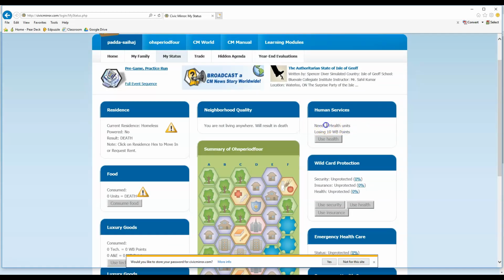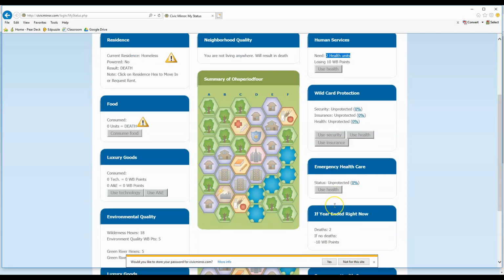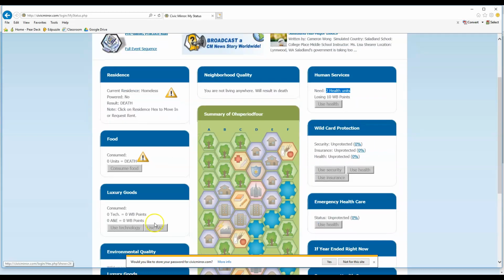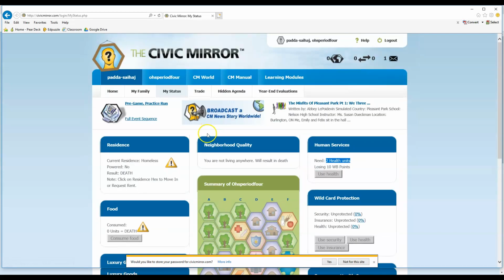He needs 2 health units. You might need 2 education units, or 1 health and 1 education. It's different for each person. You want to look here. But these are your first priorities to take care of. Later you can worry about this: security, insurance, health. These are all things that will not only help your family thrive, but will also help the country thrive if you take advantage of those things. And of course there's luxury goods like technology and arts and entertainment. Those are your last priority. First you need to take care of these 2 problems.